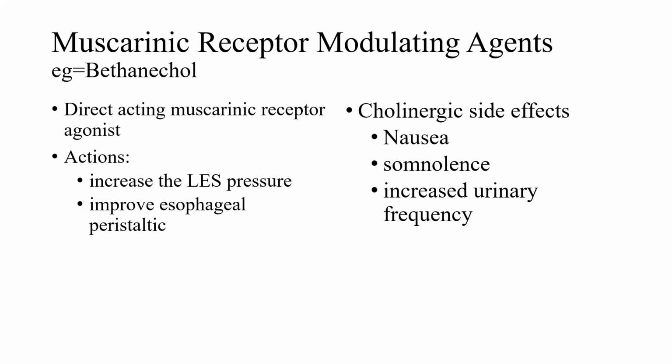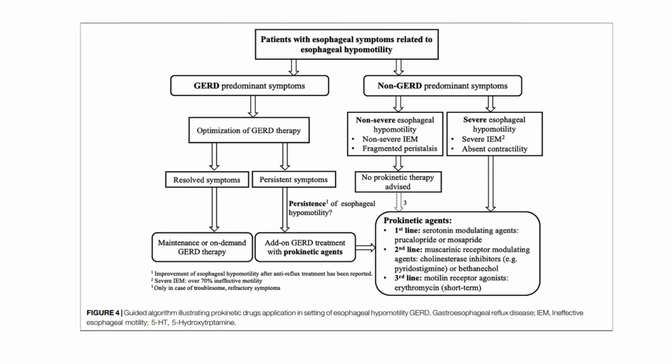Other forms of prokinetics, for example, the muscarinic receptor modulating agents. Bethanechol is one of the examples in this category. It directly acts on the muscarinic receptor. Thus, it increases the LES pressure and improves the esophageal peristalsis. The side effects include nausea, somnolence, and also increased urinary frequency.